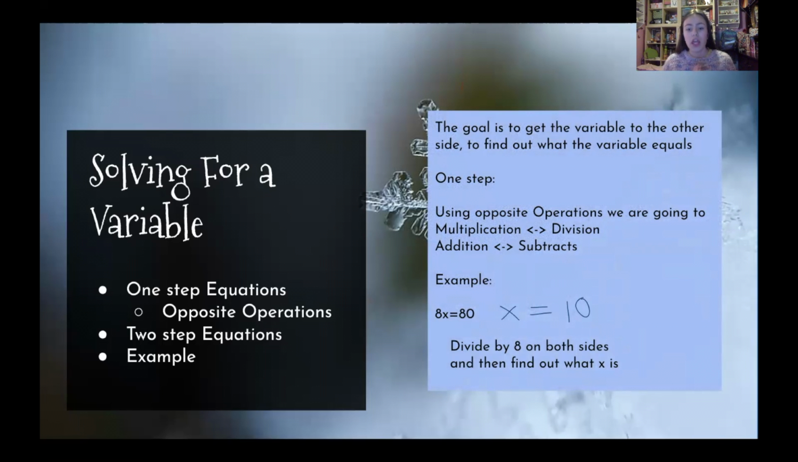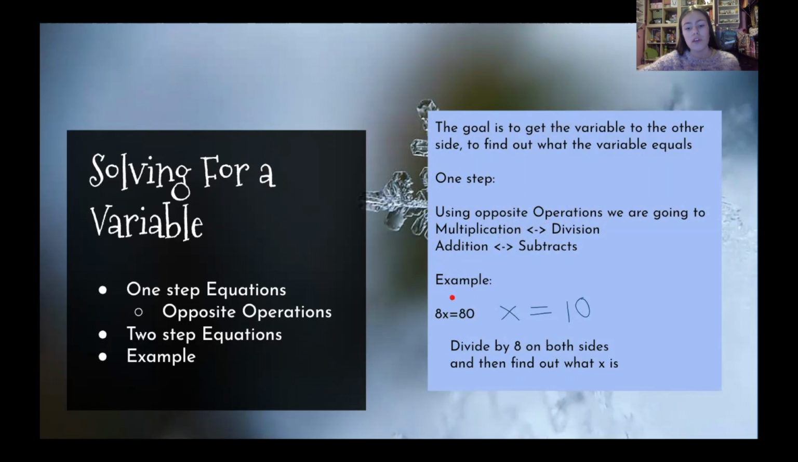If the number is attached to the variable through multiplication, you're going to divide on both sides. If the number is attached to the variable through division, you're going to multiply on both sides. If it's addition, you subtract. If it's subtraction, you add. If that doesn't make sense, here's an example to thoroughly explain.